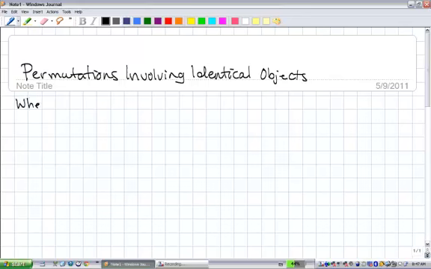The problem is that when we have repeated objects, and you'll remember from our last lesson that we had objects which weren't repeated, meaning all different letters in words. So here we have repeated objects. We need to do something a little bit different.